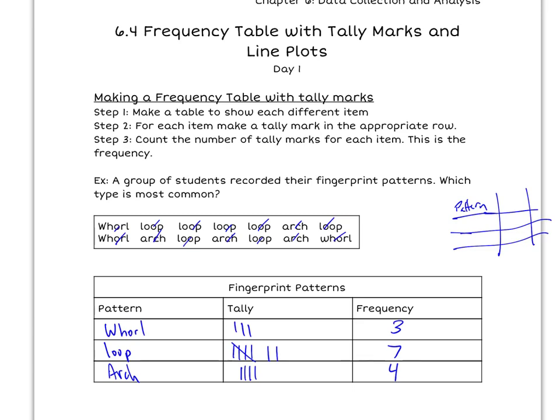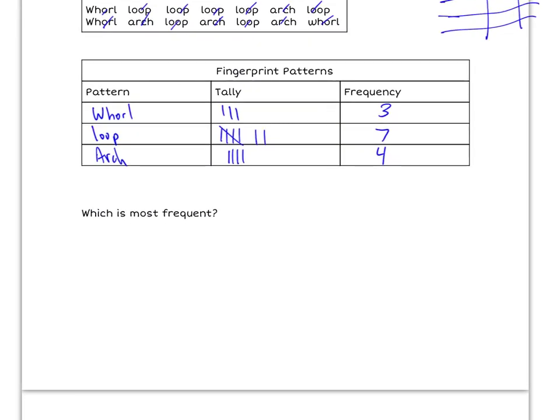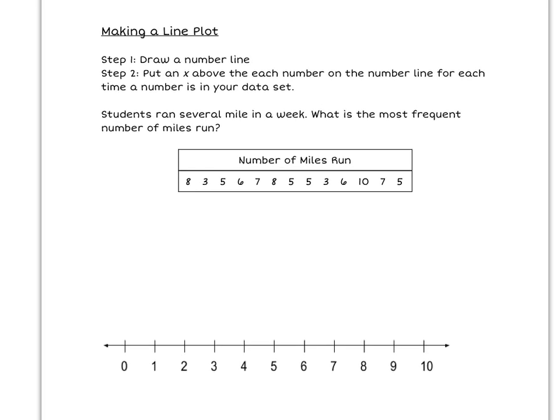Okay? So then you can look at that information and say, which is the most frequent? Loop. Loop has 7. Loop because there is 7. Okay? No, you don't have to. I just wrote that because that's what Grady told me. He said loop because there's 7. So I wrote that down. Because it's the most, right? Higher number means it happens more often. Okay? All right. Questions on frequency tables? Okay. Then we're going to go on to the next thing.